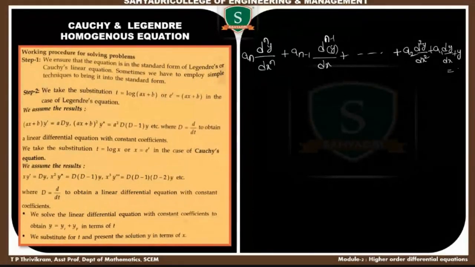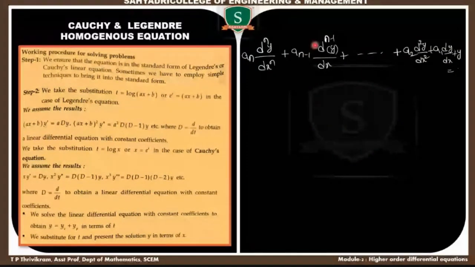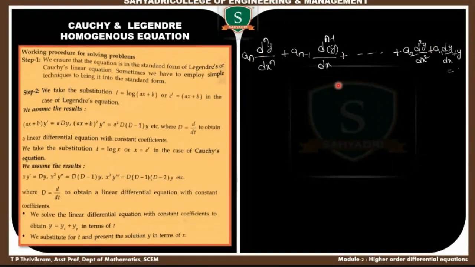So any equation of this form, we call it a linear higher order differential equation, right? Until now we were having these coefficients like a_n, a_{n-1}, a_{n-2}, and a_0. These are all numbers that we have taken until now. But what happens if these coefficients are functions of x?